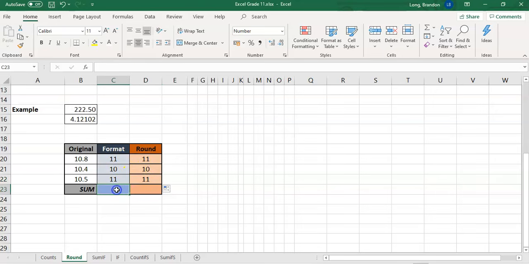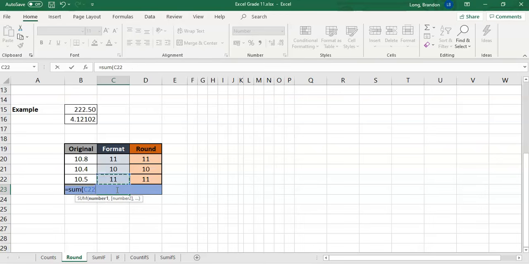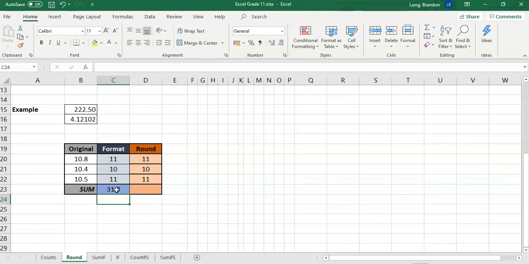So Mr. Long, why are you making our life difficult? Well, let's sum these numbers. If I say 11 plus 10 plus 11, that should be 32, but that's not a 32 because it's not actually changing the number. It's just changing what the number looks like, but it's still at its heart a 10.8 and a 10.4 and a 10.5, and that's why our sum equals that.